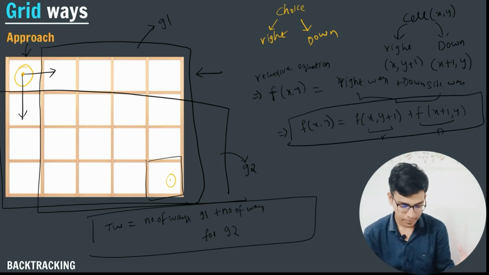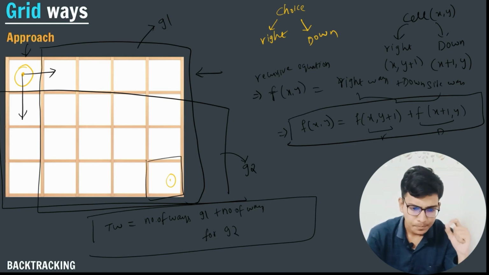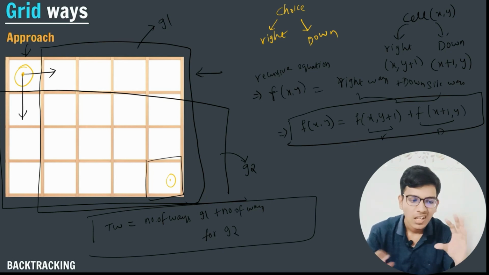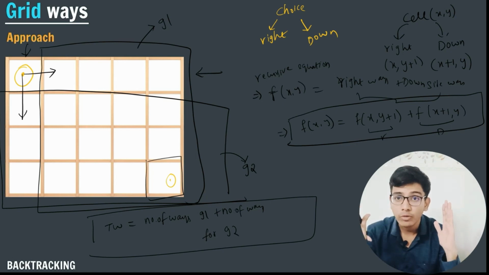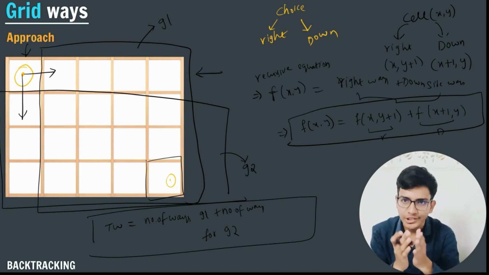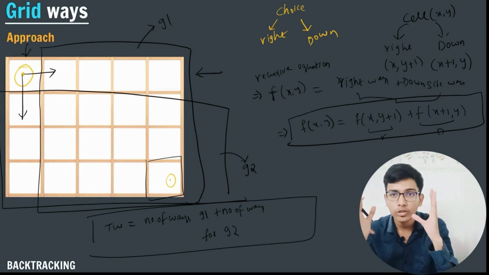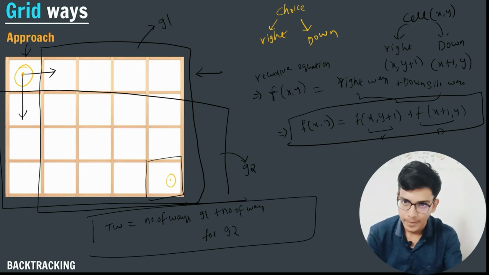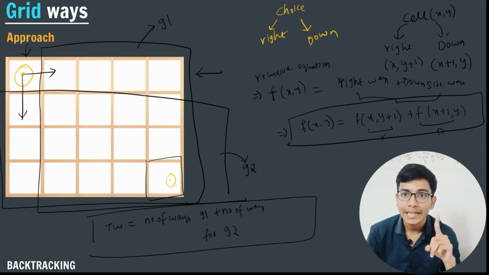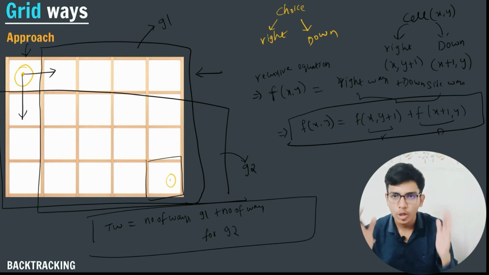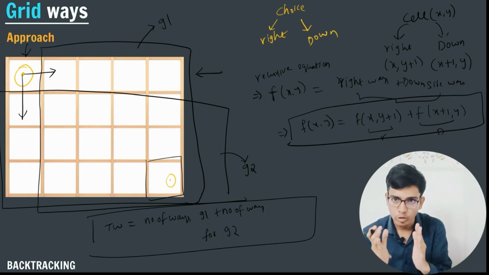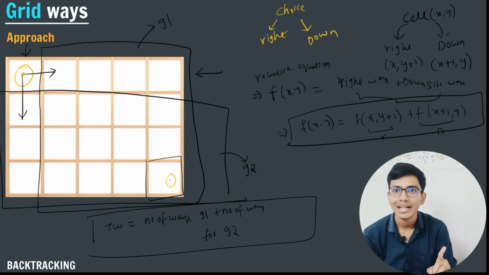So what I am doing here, you can see that we have two choices: either I can move right or I can move down. If I choose to move right, then I need to think about the G1 grid. If I choose to move down, then I need to think about the G2 grid. I hope you got my point. At every choice my grid will get reduced, and this reduction will continue until I hit my base case. What is my base case?